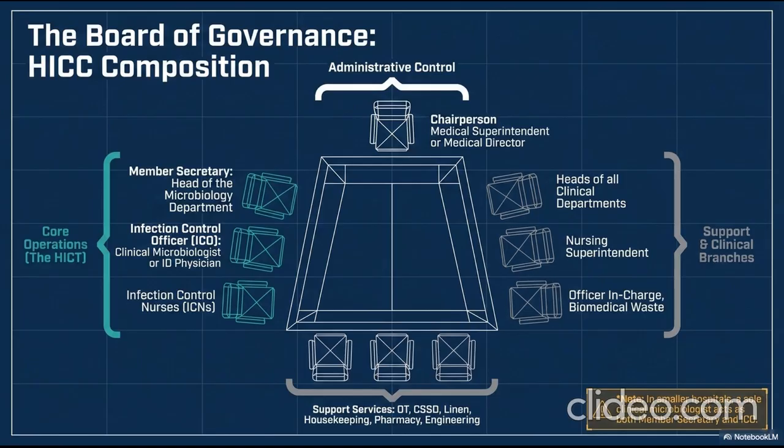Slide 3. Anatomy of governance versus execution. Organizationally, we divide the program into 2 layers. The administrative layer, HICC, handles high-level policymaking, resource allocation, and priority setting. The operational layer, HICT, is the engine room that drives ground-level implementation through daily audits and active surveillance.